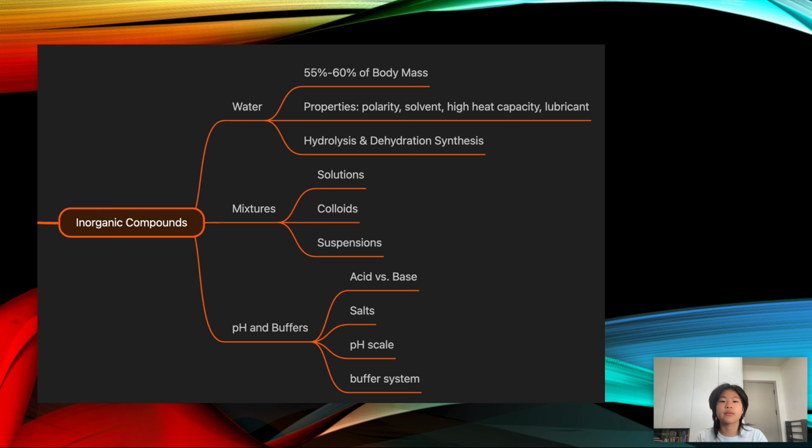And last, we have a suspension. In a suspension, the solutes do not stay dissolved and they accumulate at the bottom of the container. So the solute is not actually dissolving with the solvent, and it settles out eventually at the bottom of whatever the container is.